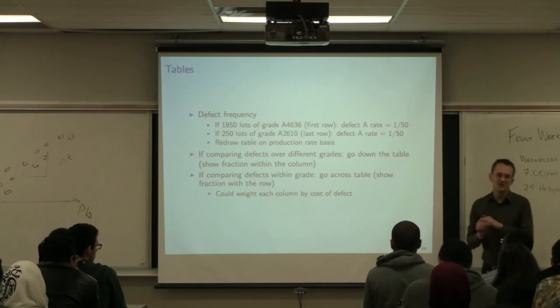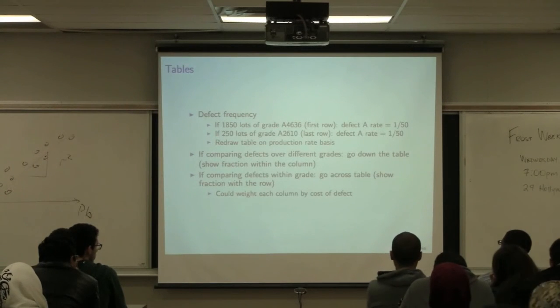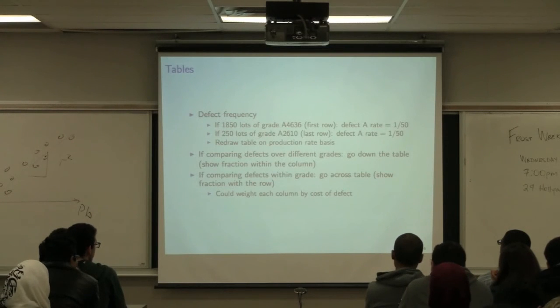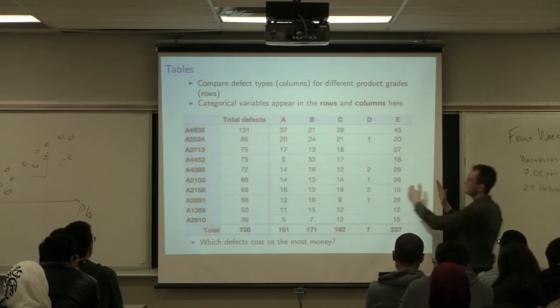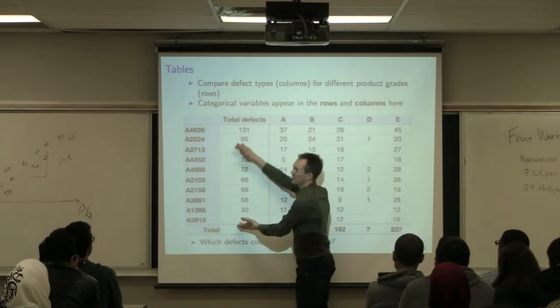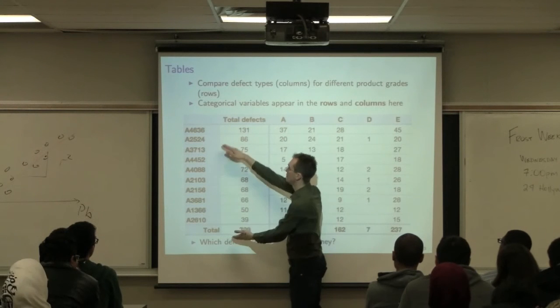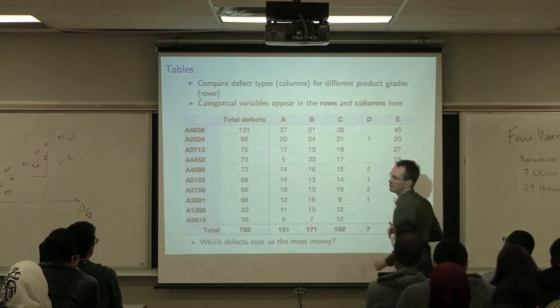The main point here is when we're going through a data table, we're scanning across the columns or we're scanning up and down the rows, and we're comparing the different categories to each other. So in this table, I have 5 categories of defects, but I also have multiple categories of products. So a categorical variable here and a categorical variable there.